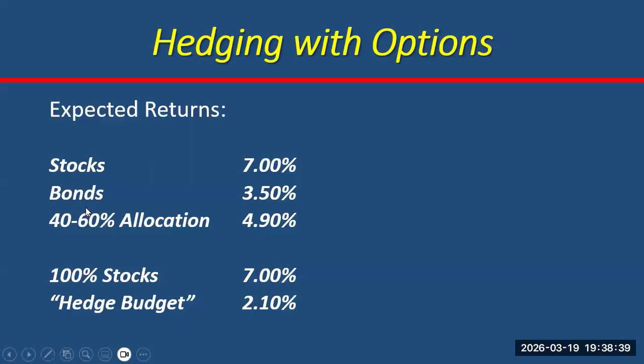So this is how I look at it. If you have a 40% allocation to stocks, 60% to bonds, and these are expected returns, you have an expected return of 4.9%. If you instead put 100% of your portfolio in stocks, you now have a 7% expected return and a 2.1% risk budget that you can allocate to options and protect the downside.